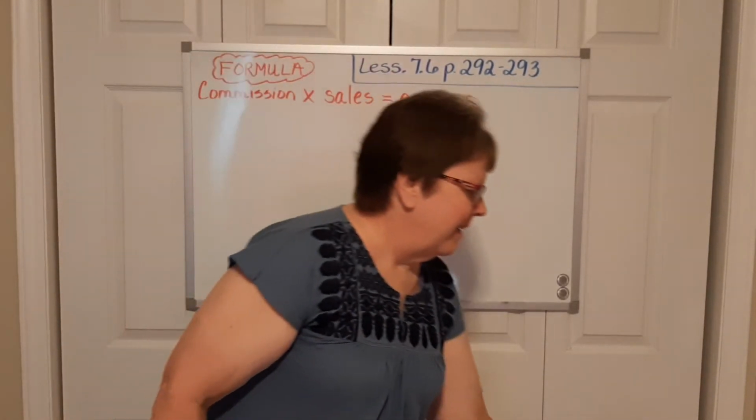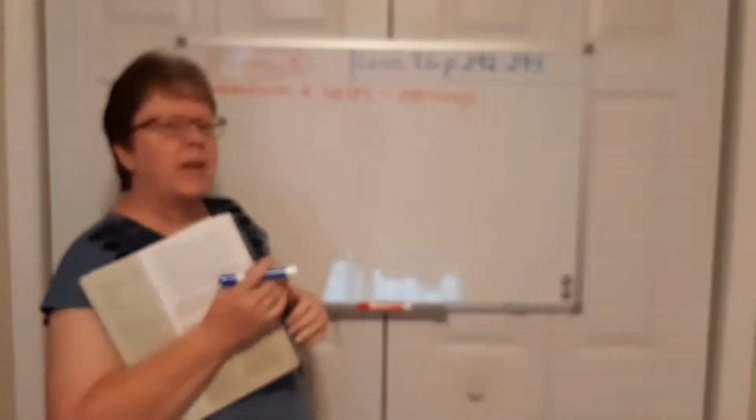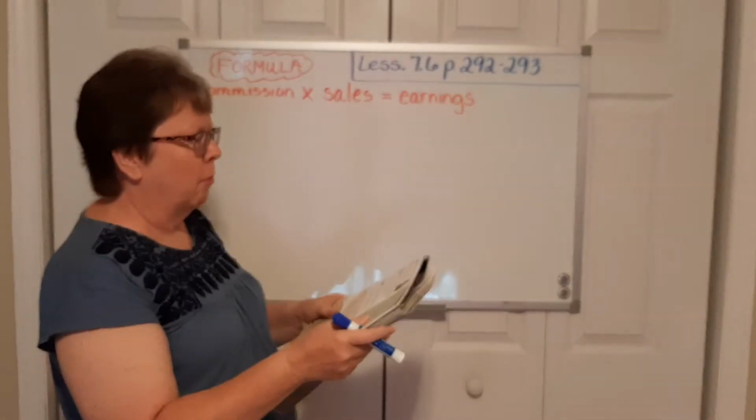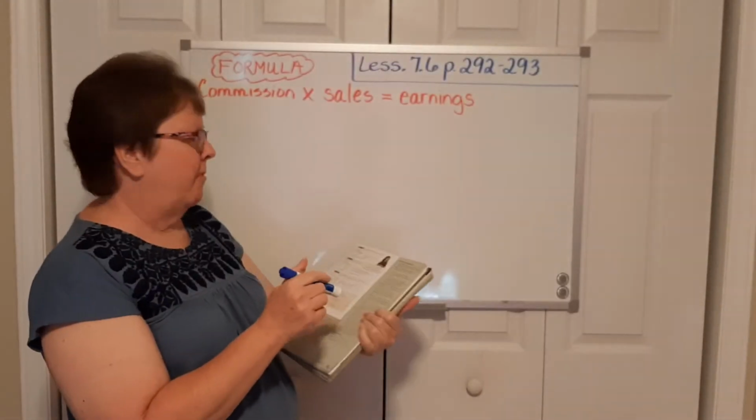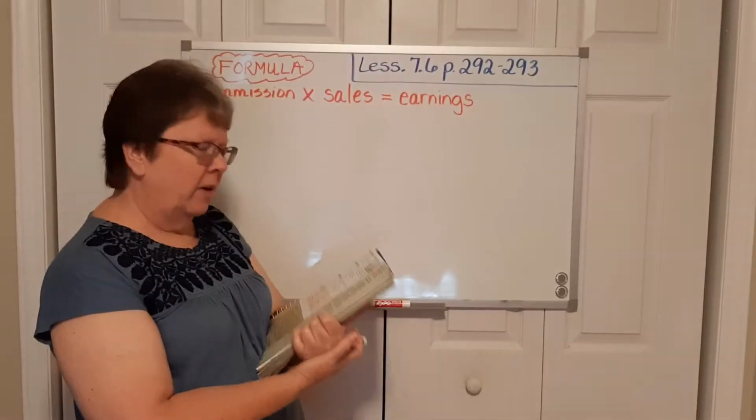Good morning. Today is lesson 7.6, the first part of the lesson, from pages 292 and 293. And we're going to be finding earnings, finding commissions, and finding the amount of sales.